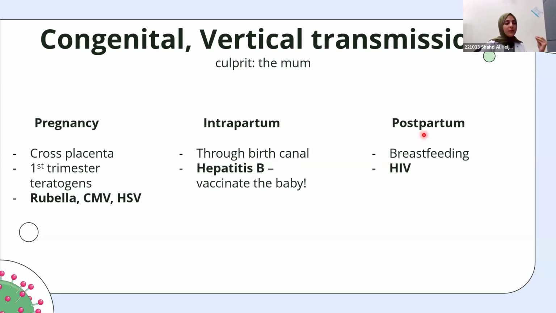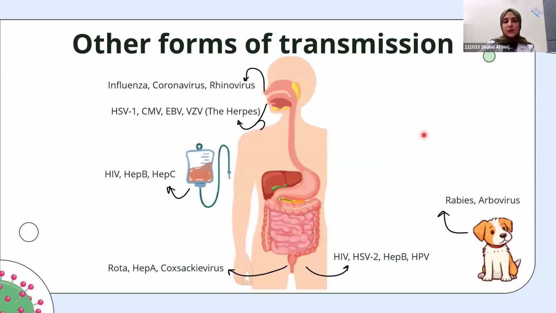Postpartum, how can the mother pass infection to the baby? Through breastfeeding. And the main culprit here, the main virus, is HIV. So HIV is passed through breast milk from the mother to the baby, postpartum. Those are the vertical transmission from the mother to the baby or to the fetus. Now we have other forms of transmission. Everything, again, is explained in the notes section in detail if you want.